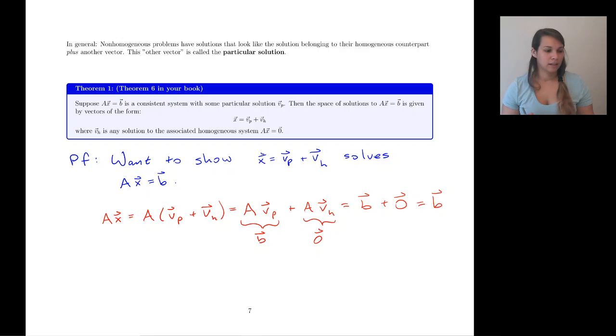Okay, and then that's all I've got for right now. We were able to classify some solutions for AX equals B by using parametric form, and then we found out something really cool about what we can expect from a non-homogeneous system. It's actually very closely related to the homogeneous form. Okay, and that's all for now.